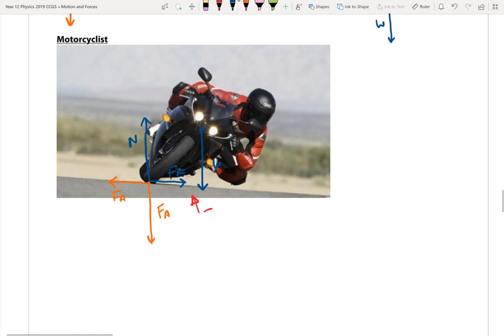Or I should write it the other way around, that the sum of all forces is F centripetal, which is produced by friction, which then produces mv squared on R. Okay? Happy.